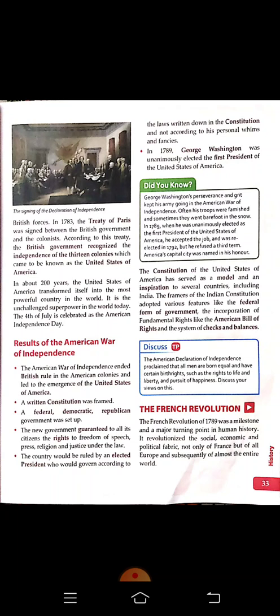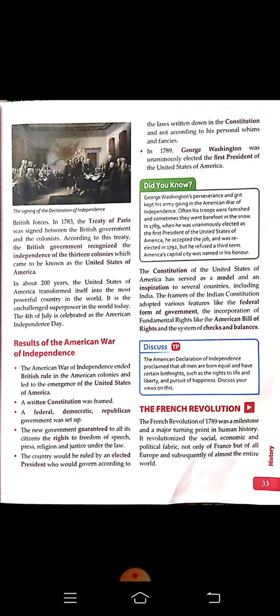The American War of Independence ended British rule in the American colonies and led to the emergence of the United States of America. A written constitution was framed. A federal democratic republic government was set up. The new government guaranteed to all its citizens the rights to freedom of speech, press, religion, and justice under the law.